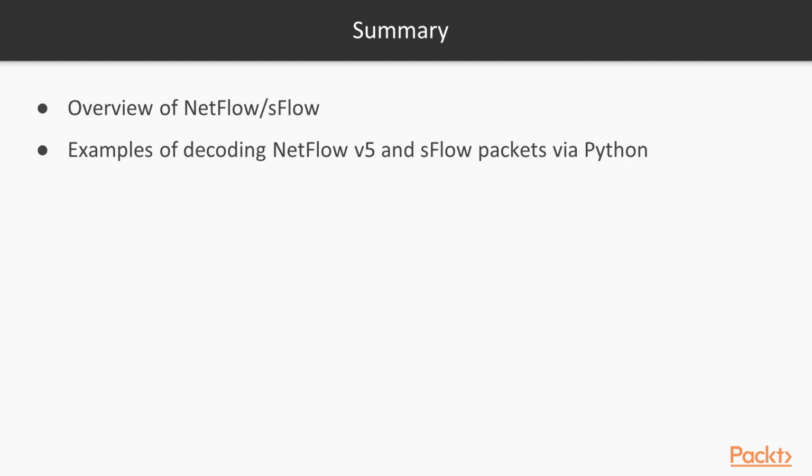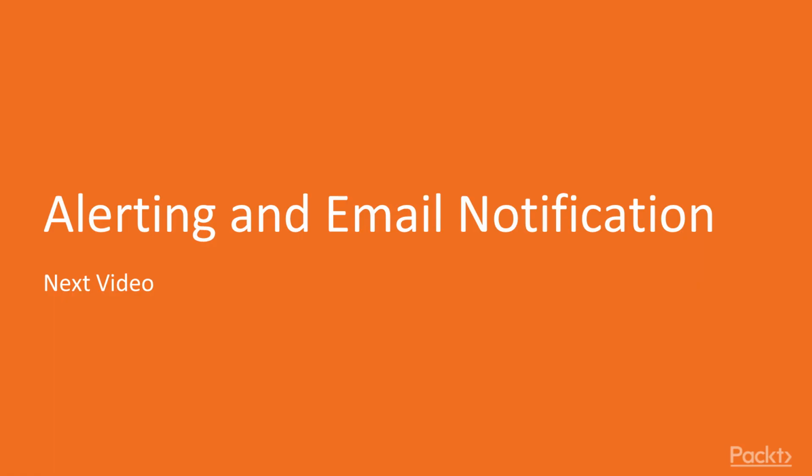In this video, we also saw examples of using Python to decode NetFlow version 5 packets as well as sFlow packets. That comes in handy when you want to troubleshoot or verify that the sFlow export is working correctly. In the next video, we're going to take a look at alerting and email notification. See you there.